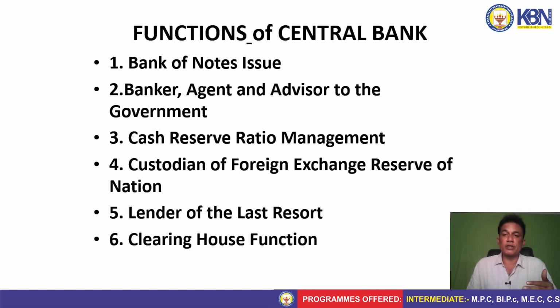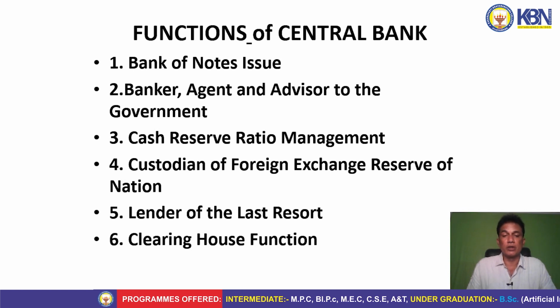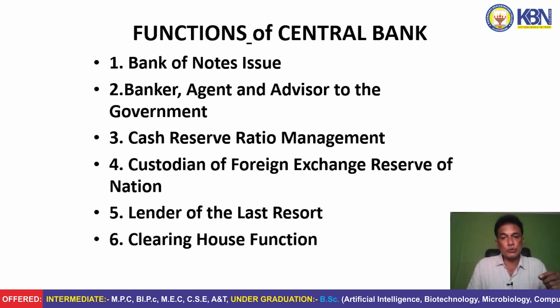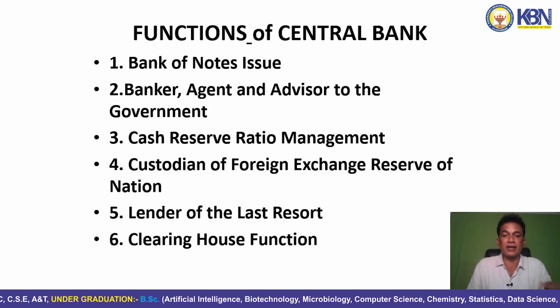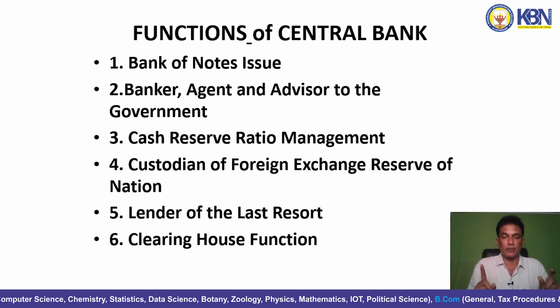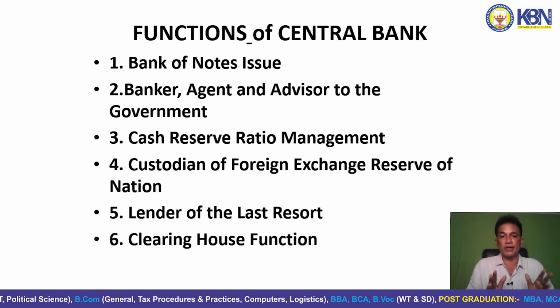Next, lender of the last resort. If commercial banks fail to get loans from other banks or other institutions, the central bank is the last resort for providing loans to the commercial banks. There is no scope of getting loans from any other banks. If a commercial bank fails to get loans from other banks, it finally gets a loan from the central bank of the nation.